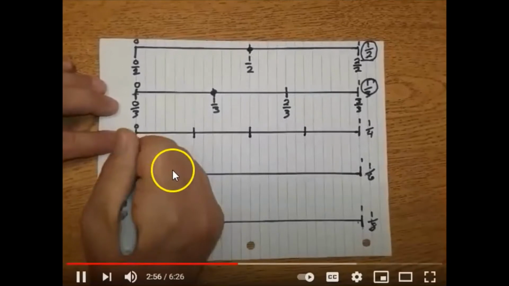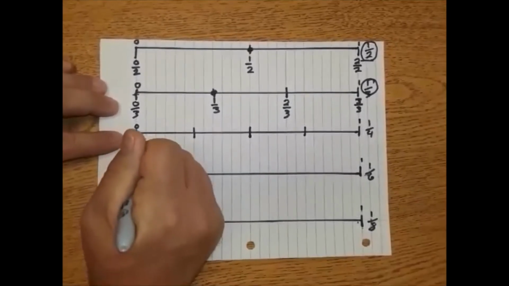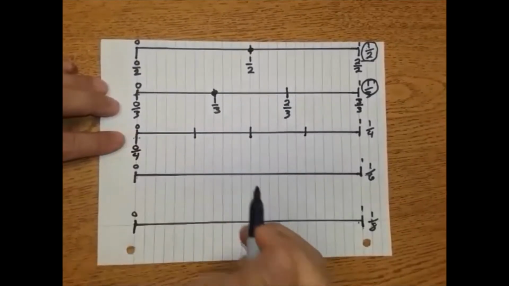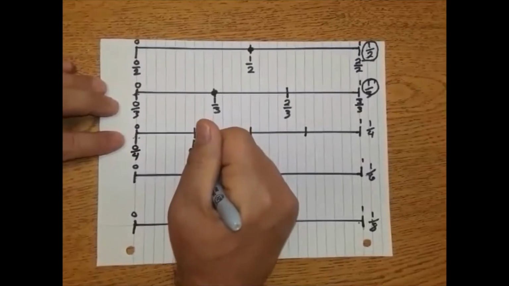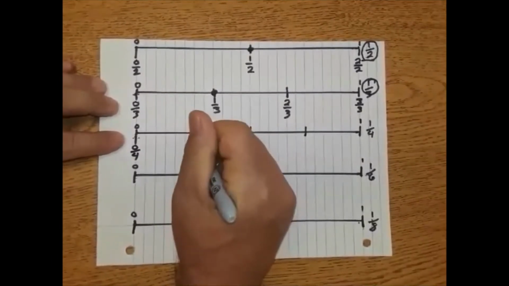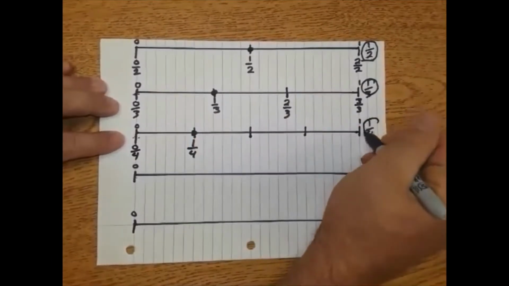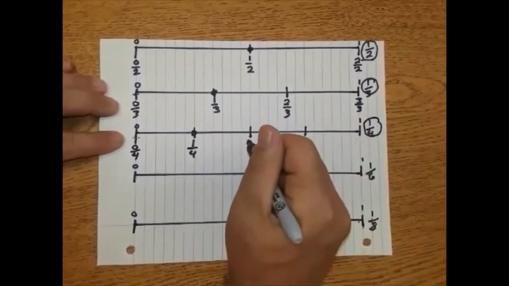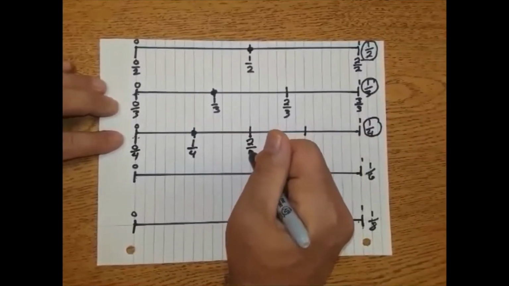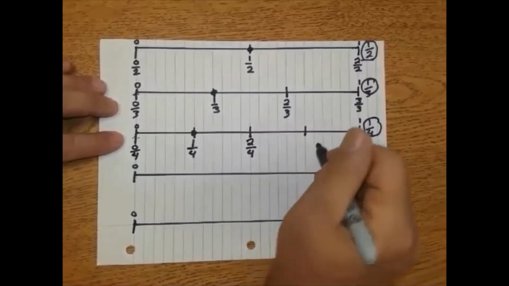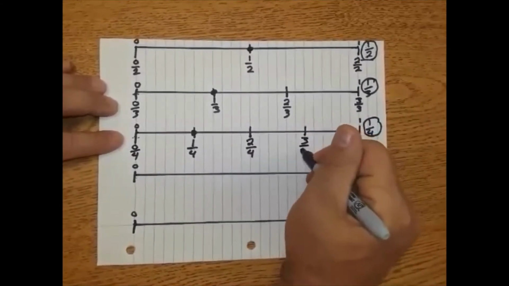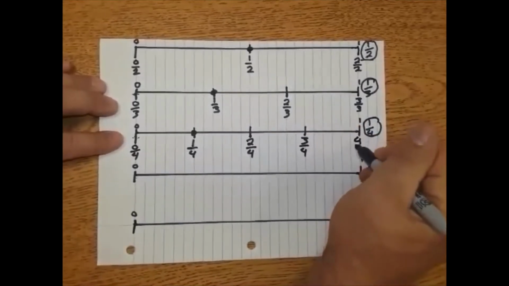So my first mark on my number line is 0/4. My next one is 1/4, which is what I'm identifying on my number line. 1/4. I'll go ahead and mark the rest of them. 2/4, which is exactly halfway, 3/4, and 4/4 makes 1 whole.